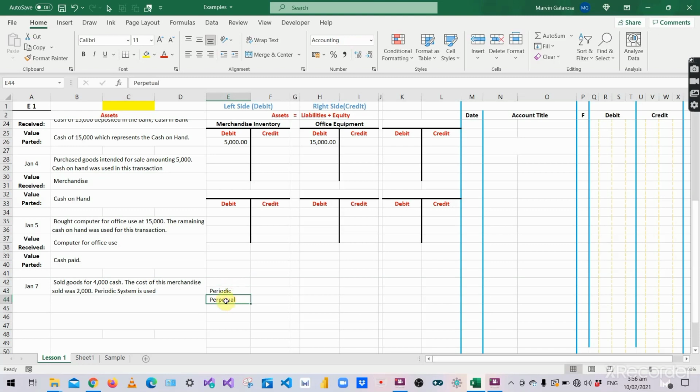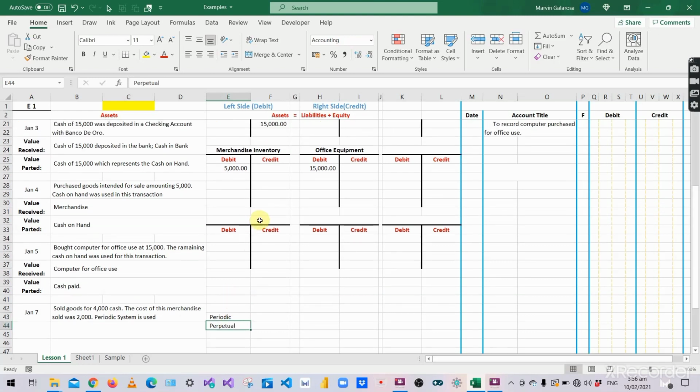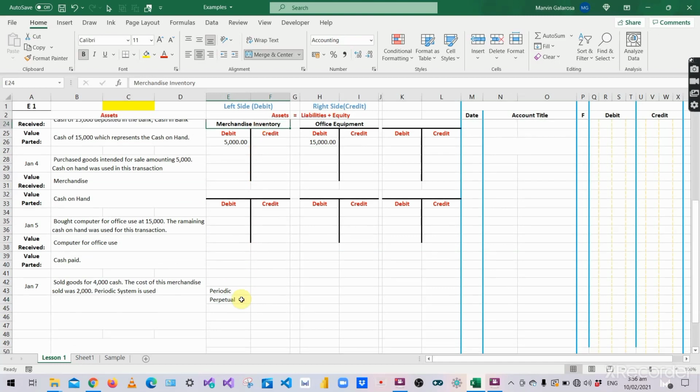Kapag perpetual naman, every time na magkakaroon ng increase or decrease sa inventory, dapat mare-reflect yun sa journal entry. So accordingly, kapag perpetual ang ginamit sa transaction na to, dalawa yung magiging entry mo. Isa para dun sa sales, which is cash saka sales. Yung isa naman para dun sa merchandise sold na 2,000. Magre-record ka ng cost of goods sold, saka babawasan mo yung merchandise inventory under perpetual.